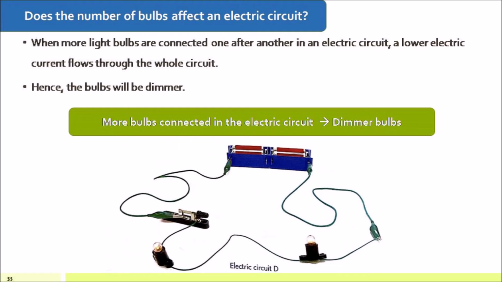But what happens when it's the number of light bulbs that's the changed variable in an electric circuit? Well, when more light bulbs are connected one after another in an electric circuit, a lower electric current flows through it. Therefore, the bulbs will light up dimmer. Look at the diagram below.